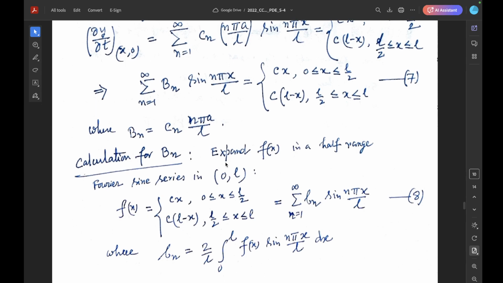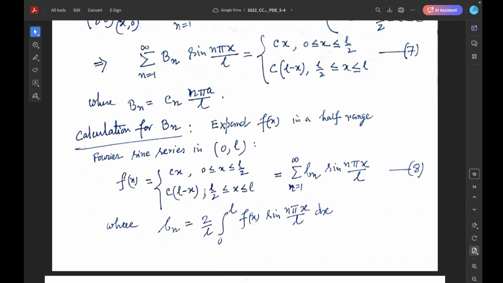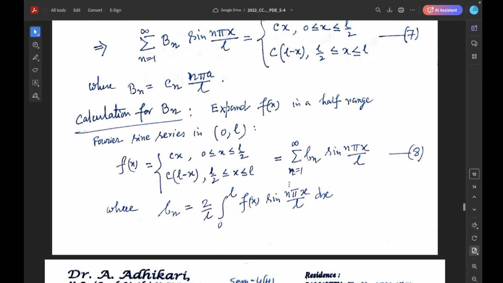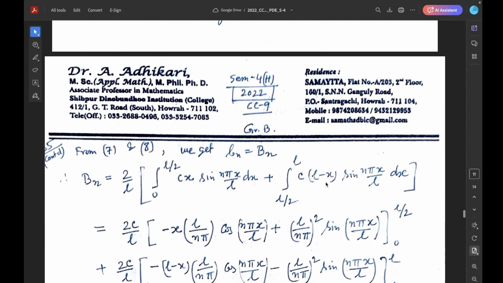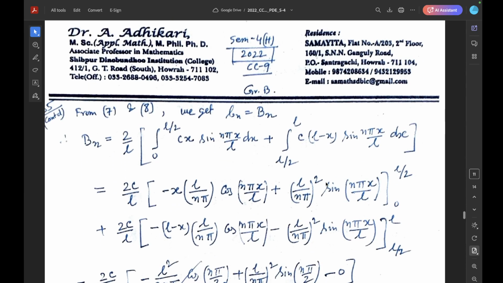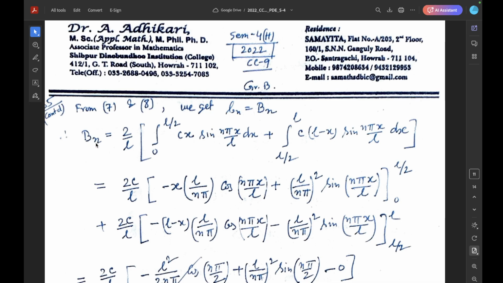Calculation for bn. Expand f(x) in a half range Fourier sine series in the open interval 0 to L, where f(x) equals cx for 0 ≤ x ≤ L/2 and c(L − x) for L/2 ≤ x ≤ L, and this equals summation Bn sin(nπx/L), where Bn equals 2/L integration 0 to L f(x) sin(nπx/L) dx. And from 7 and 8 we get bn equal to Bn equal to 2/L integration 0 to L/2 cx sin(nπx/L) dx plus integration L/2 to L c(L − x) sin(nπx/L) dx.